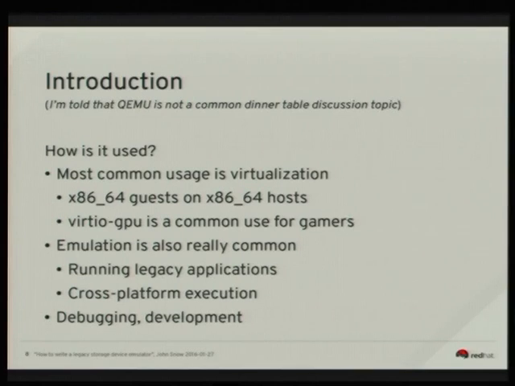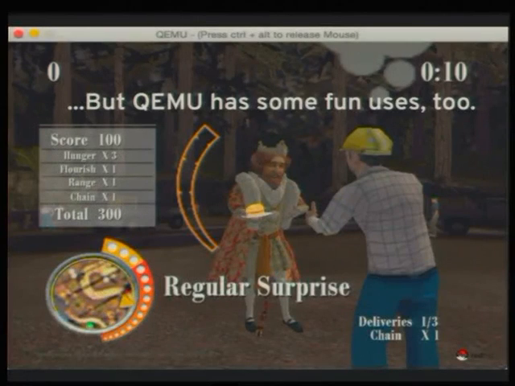But emulation is also a really common usage for QEMU. You can run legacy applications and such on brand new hardware. Or if you want, you can run your favorite Mac OS 9 app on your modern machine, if you really, really want to do that. QEMU is also often used a lot for debugging and development of various kernels, drivers, hardware, and so on. But it has some fun uses too. This was actually a port of QEMU that somebody has turned into a working Xbox emulator, and I was so excited by this that I had to put that screenshot up there.